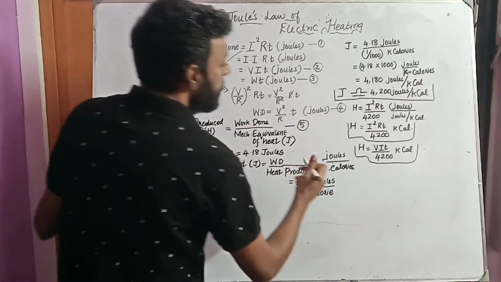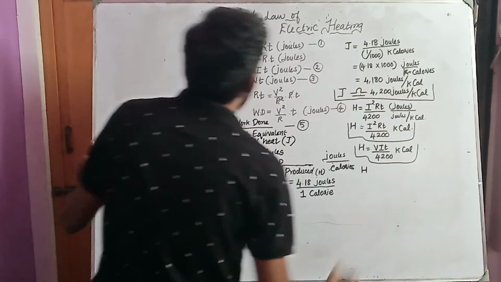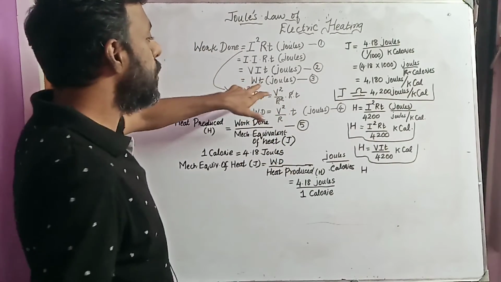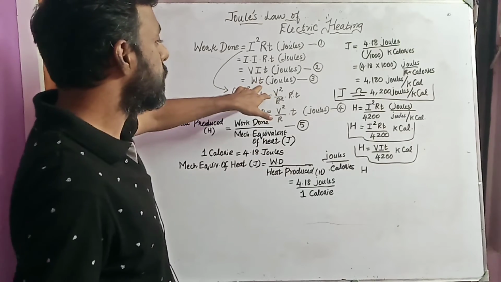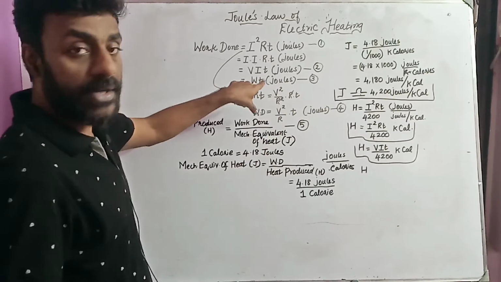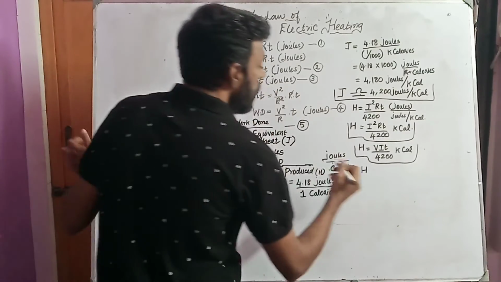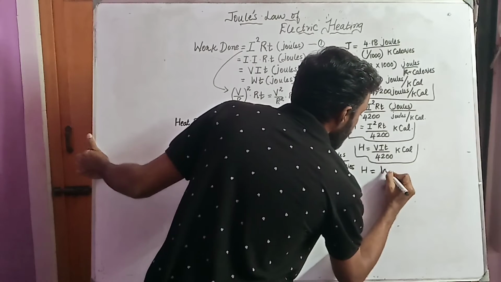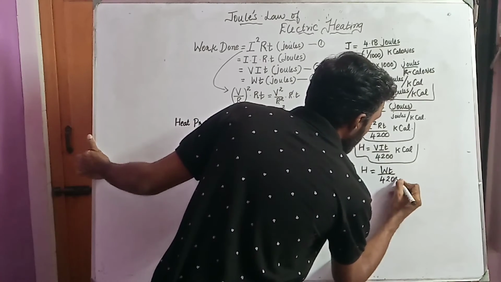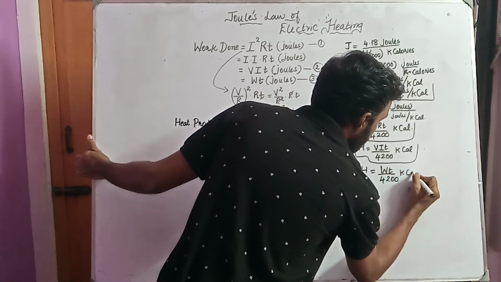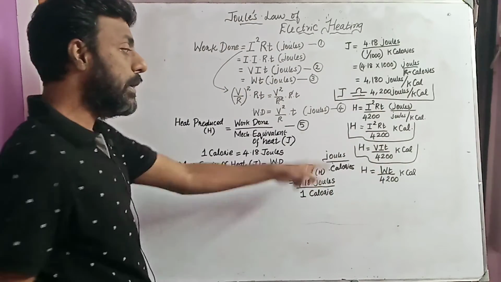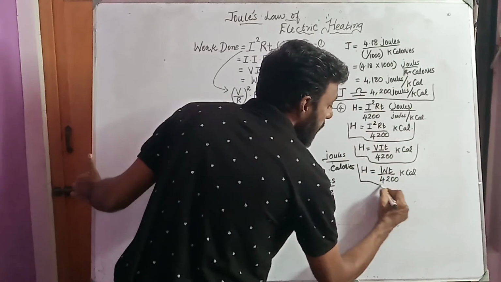So this formula is H is equal to, here you have another formula, W into T, the power into time. That can also be expressed as heat, and that can also be expressed as work done. So H is equal to work done, that is W into T divided by 4200 kilocalories. That can be expressed as WT divided by 4200 kilocalories. This is one form of expressing the heat produced.